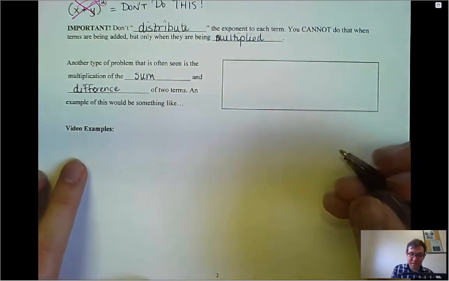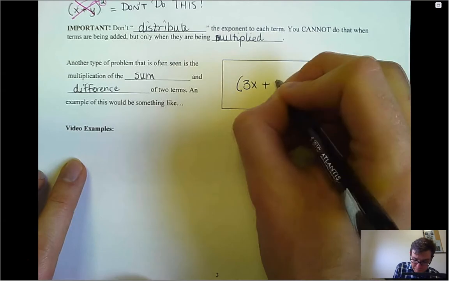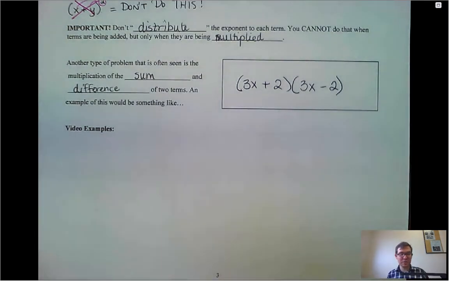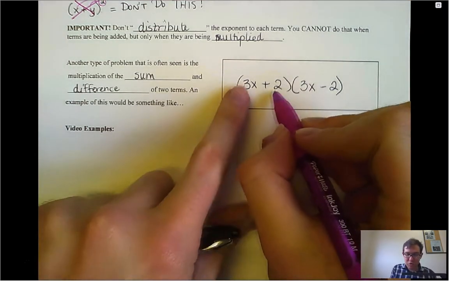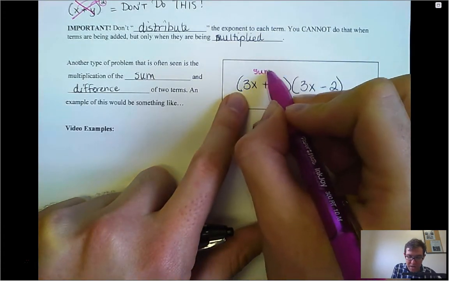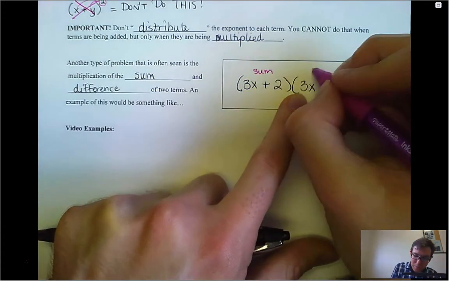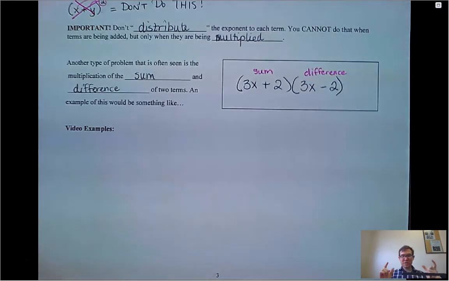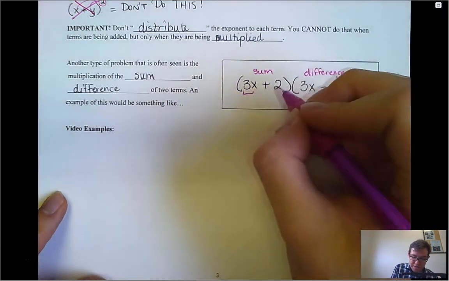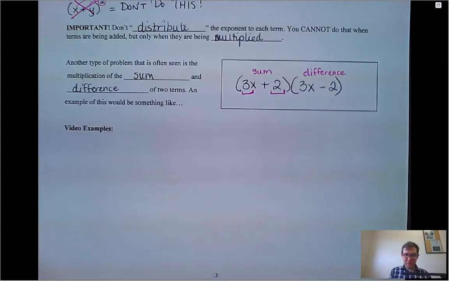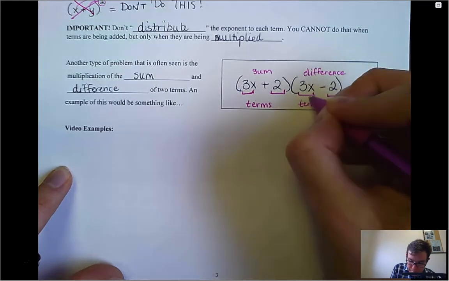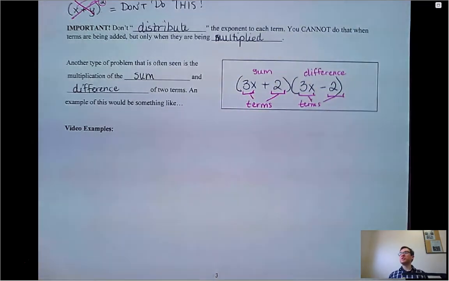All right. So an example of something like that might be 3x plus 2 times 3x minus 2. So remember, in one polynomial, we're taking 3x plus 2 and we're adding them. So this would be the sum. In this one, we're taking 3x minus 2, we're subtracting them. So that would be the difference. And so what we're doing is we're multiplying the sum of two terms times the difference of two terms, where 3x and 2 are the terms. So these are my terms. All right, so we're taking the sum and the difference. So let's see what happens here with this one.